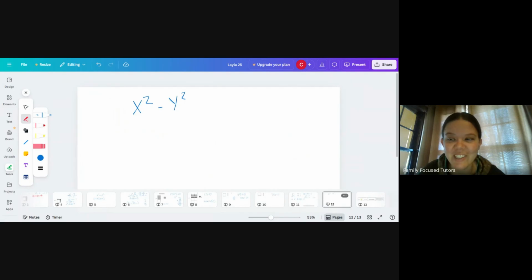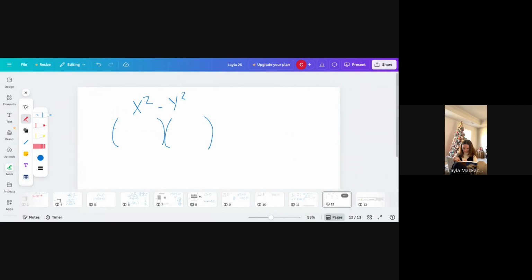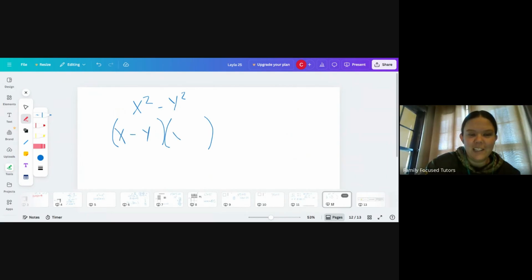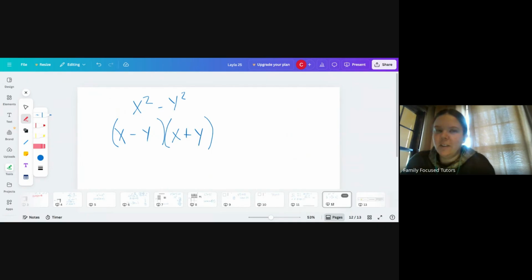Oh wait. We'll still have two factors. We'll still have to multiply. x plus y, x minus y, yep, and then x plus y. Good job. And then you can still multiply to check this one, of course.